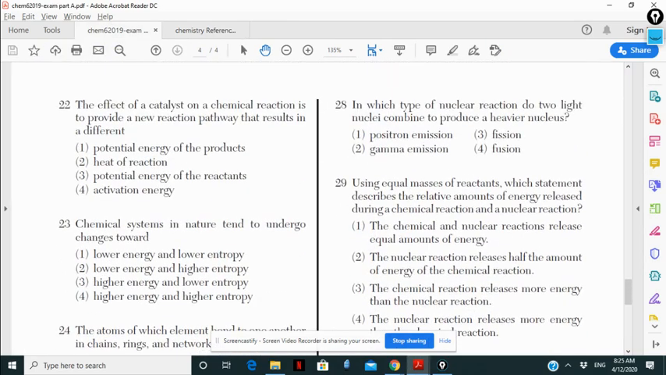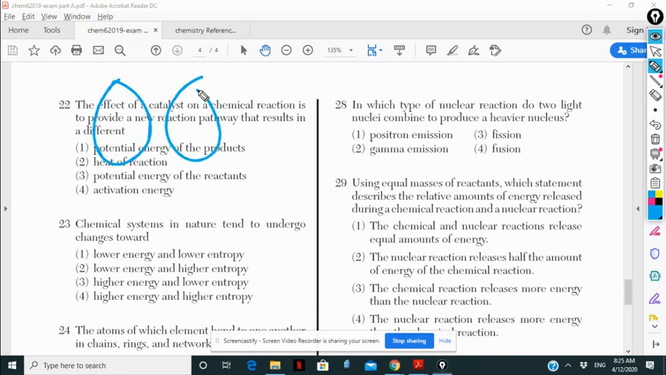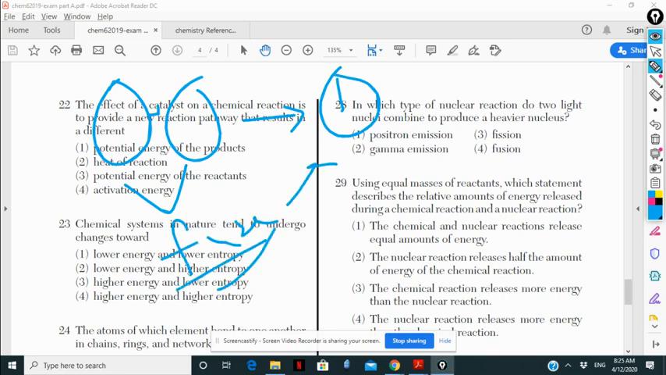Question number 28. In which type of nuclear reaction do two light nuclei combine together? So I have two giving me one. If you look, I fuse them. So I make fusion. Emission is a type of decay, so I still have this, I'm doing it only for one atom. So when I fuse, fusion is going to be number 4. Because fission means I split and fuse means I connect.